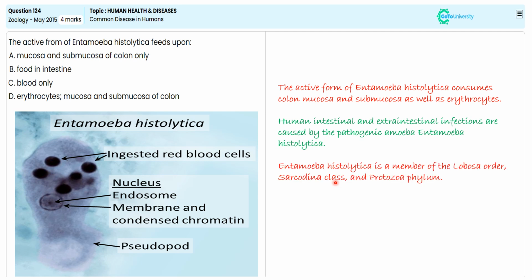With this specification, we are choosing option D as the correct answer to secure 4 marks after ignoring options A, B, and C. Why? Because options A, B, and C are not the correct target site for the Entamoeba histolytica parasite.